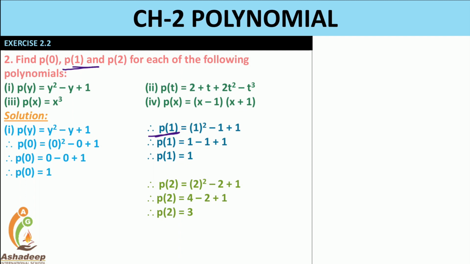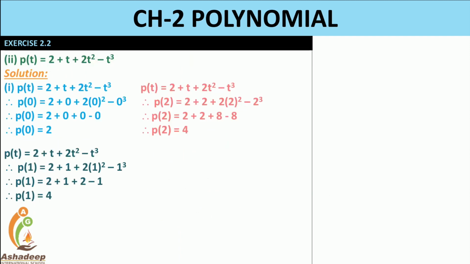Now we have to find the value of p of 1. So 1 square minus 1 plus 1. Minus 1 plus 1 is 0, and the remaining thing is 1. Similarly for 2: 2 square minus 2 plus 1, 2 square is 4, minus 2 plus 1, the answer is 3. Okay, in the same manner you need to solve this one also.